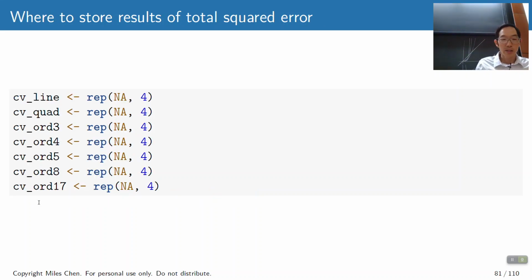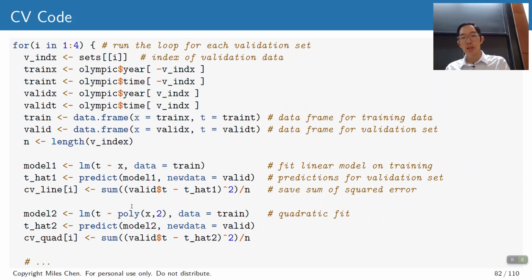Because I know I'm going to fit each of these things 4 times, I've got 4 folds, I'm keeping a place where I'm going to store the cross-validation errors. I'm going to have 4 values for the linear model errors and 4 values for the quadratic model errors. Right now I'm leaving them all as NAs, and I'm going to fill them in as we go through. I don't want you to be intimidated by this code, but basically I'm going to repeat this process 4 times.